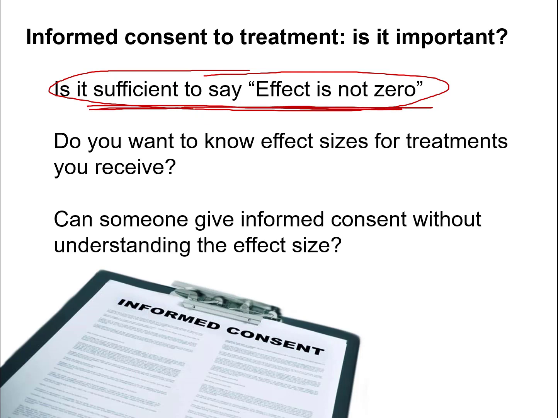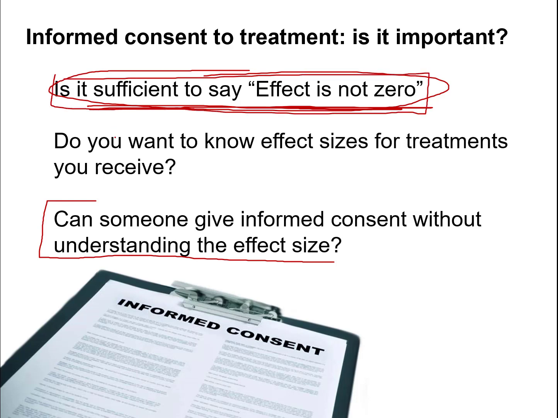That doesn't tell me what I want to know, which is, well, to what extent is this treatment effective? How effective is it? And this is also important for getting informed consent to treatments. Part of ethical practice is to get informed consent from clients or patients before they're given treatments. And I would ask the question, can a client or a patient give informed consent if they don't understand the effect size of that treatment? If they're just told, well, research finds this treatment is effective, but not told how effective it is, can they really give informed consent to that treatment?